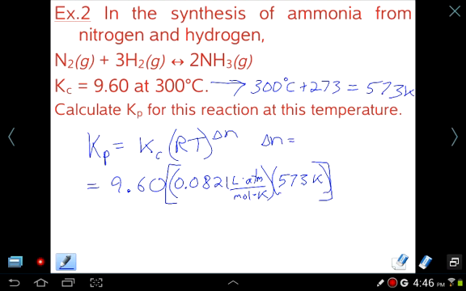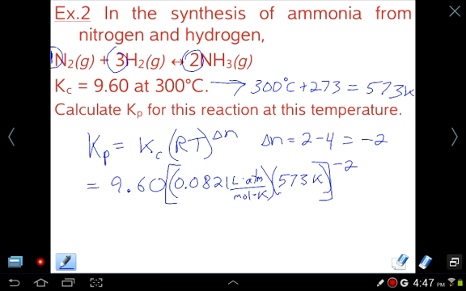So we have 2 moles of gaseous products. We have 3 plus 1. We have 4 moles of gaseous reactants. So we have 2 minus 4, which gives us -2. And it is definitely possible to have a negative value for delta N. And what this would mean essentially is that it's this value squared on the bottom of the denominator.